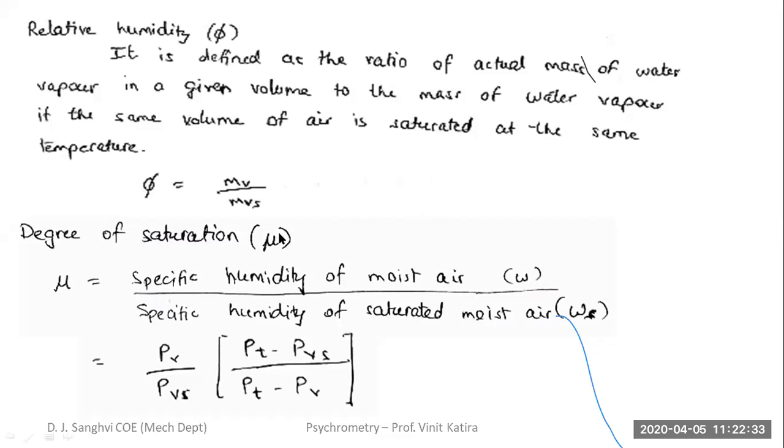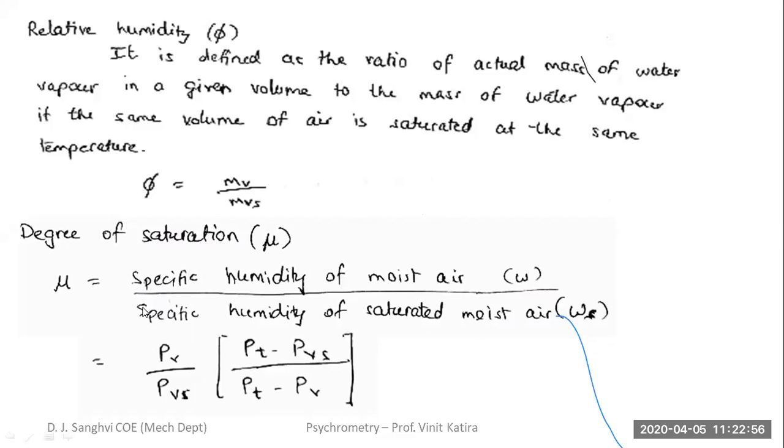Next parameter is the degree of saturation. It is the ratio of specific humidity of moisture, that is omega, to the specific humidity of saturated moisture. Okay, that means the water vapor content in a given sample of moisture to the water vapor content in a saturated moisture. And this is the formula to find the degree of saturation.